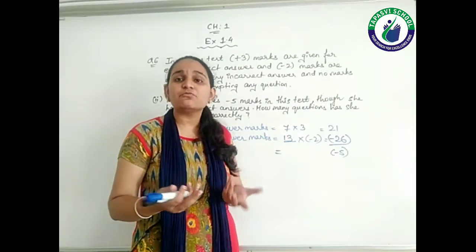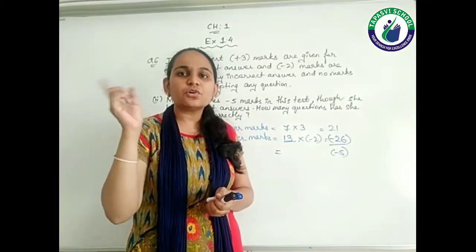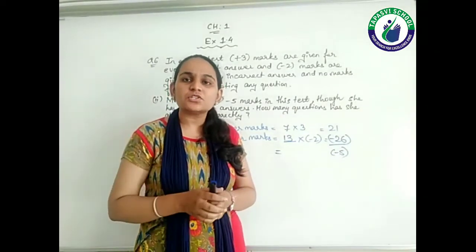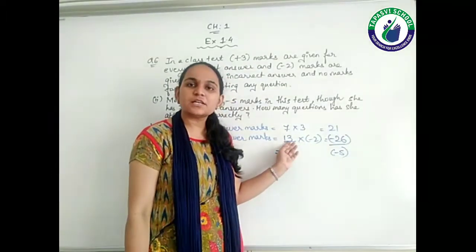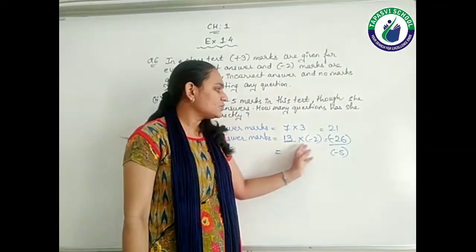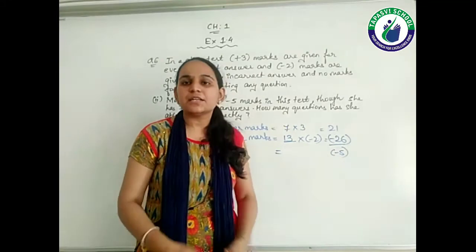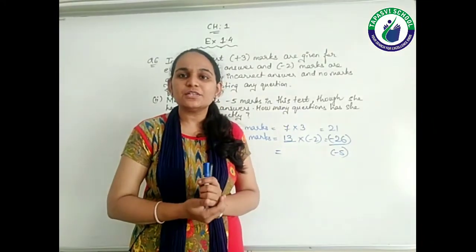Now out of 20, 7 are correct and 13 are wrong. It may happen that she may not have attempted some also, so don't use that logic. But here she has attempted 13 wrong, due to which your score is minus 5. I hope students you understood this question.